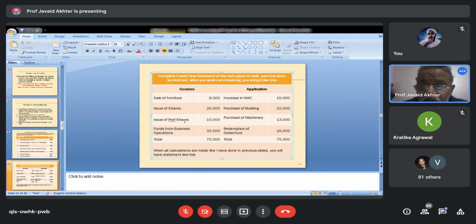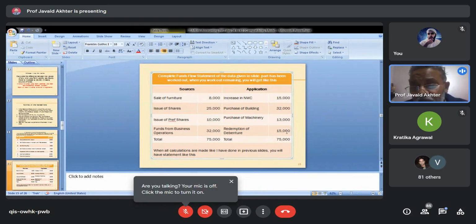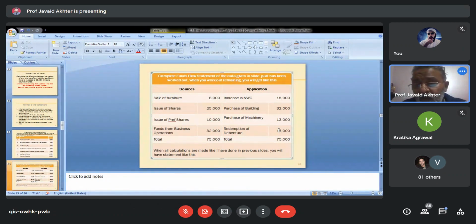Suppose here the company shows issue of preference shares 10,000, redemption of debentures 15,000. Let us say these figures are the same, 10,000 here, 10,000 here. So it is not a good sign. Why is it so? Because on one hand, the company is clearing a liability, reducing a long-term liability, and on the other hand, it is once again incurring a long-term liability.